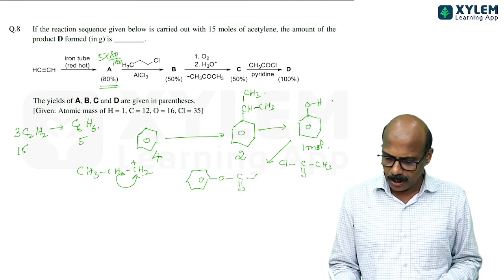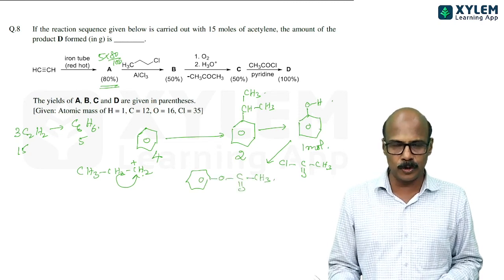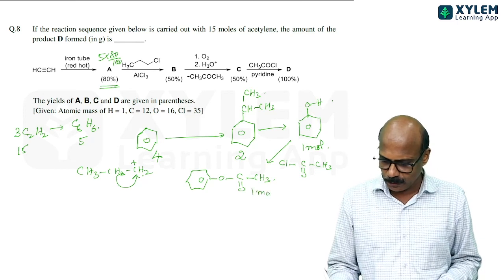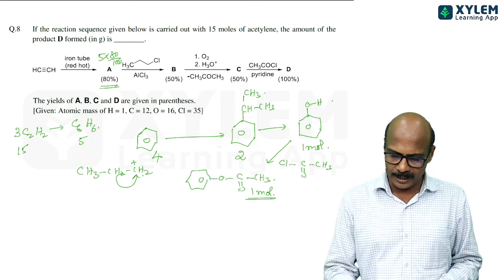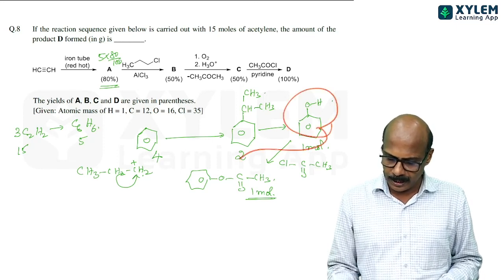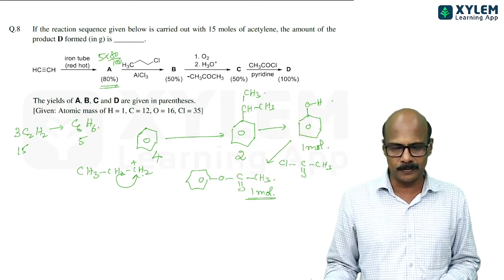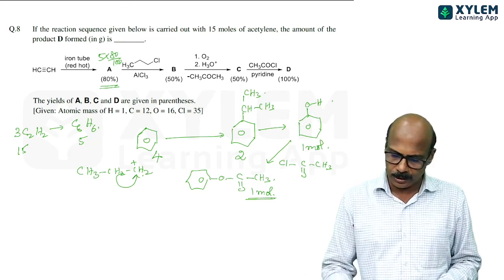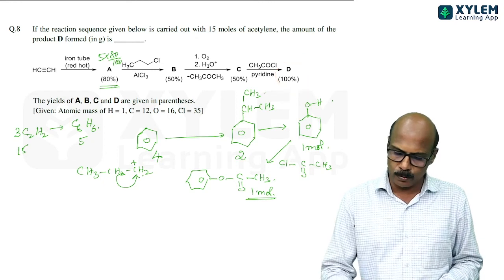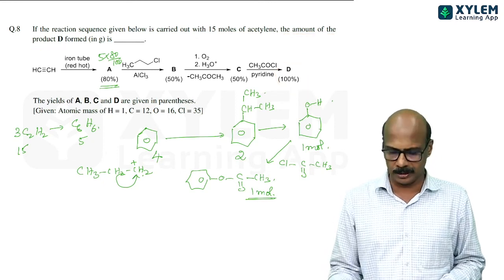What is the molar mass of phenyl ethanoate? Please don't forget, finally you are getting 1 mole phenyl ethanoate. Clear? Because the entire phenol can be acylated, you will get 1 mole phenyl ethanoate. You want to find out the final mass, the amount of D produced is to be determined.